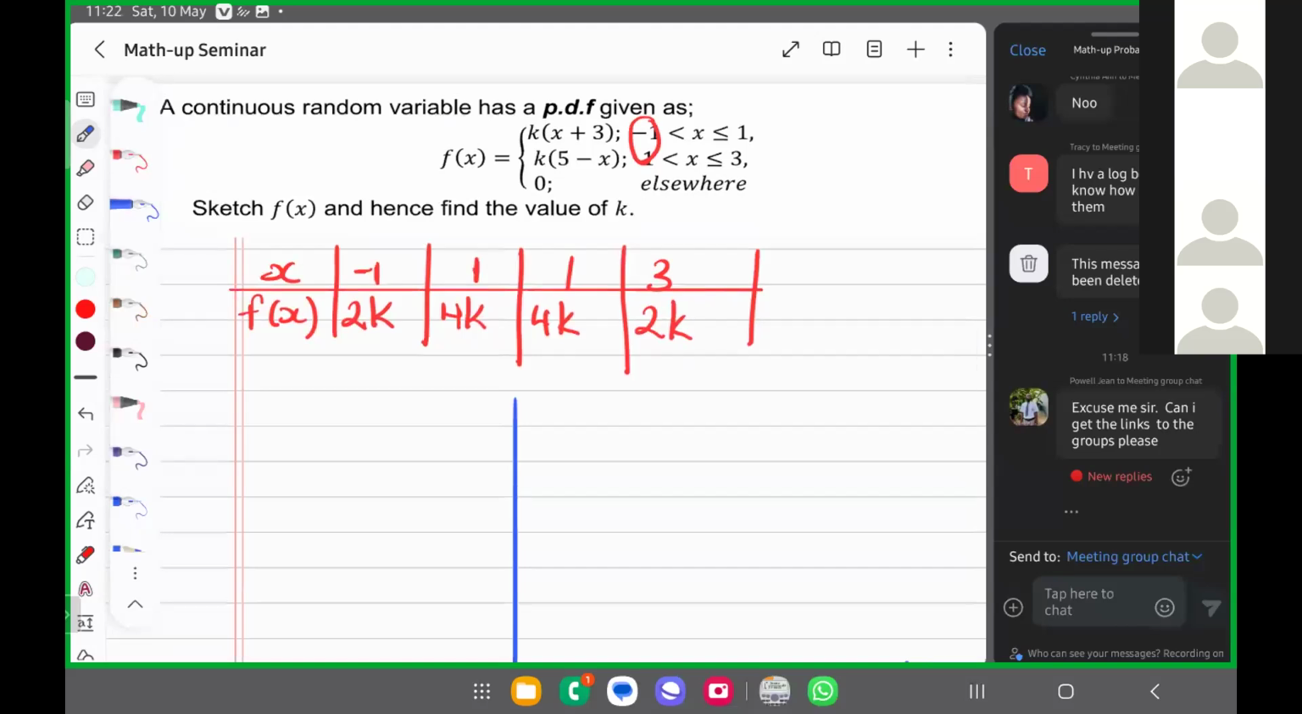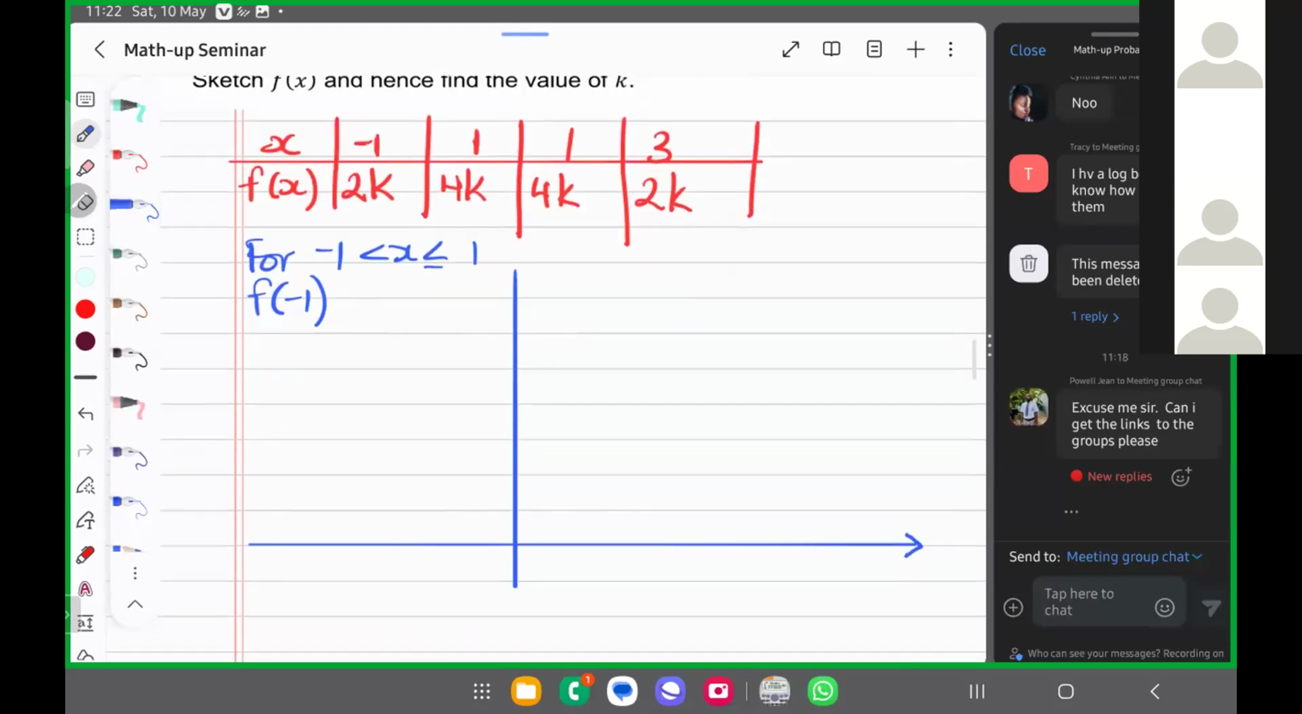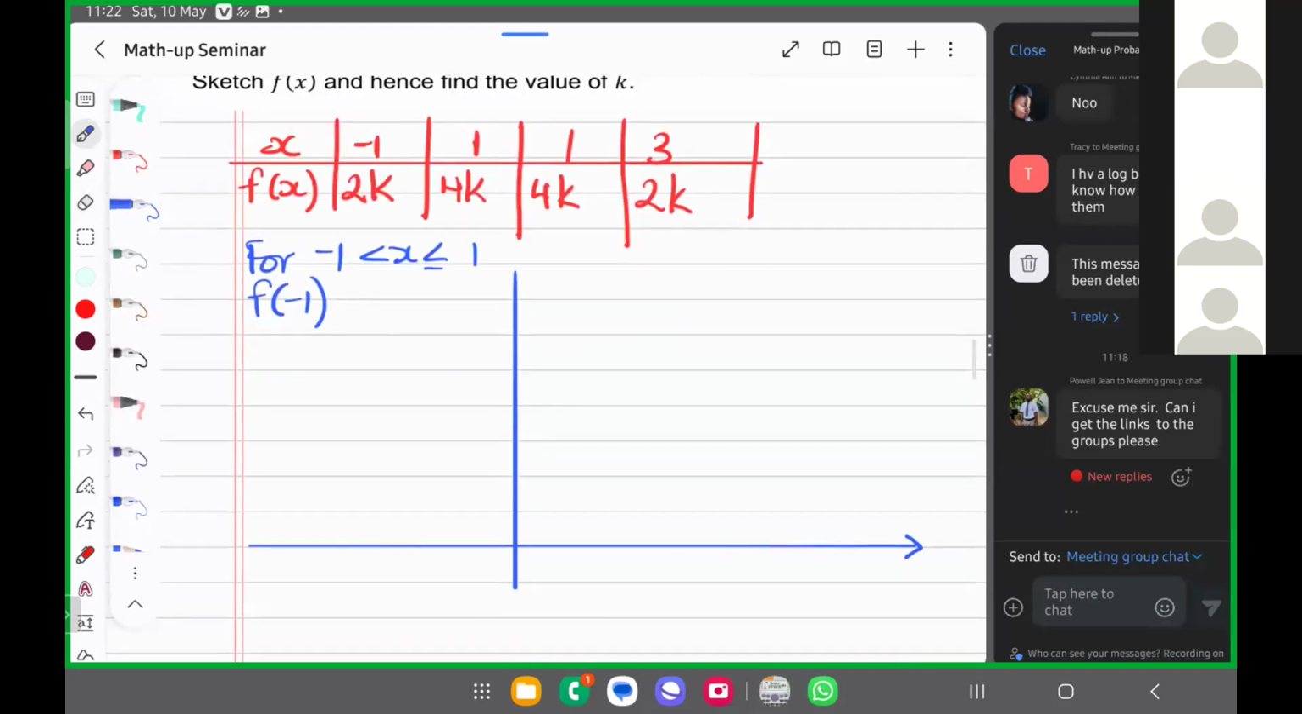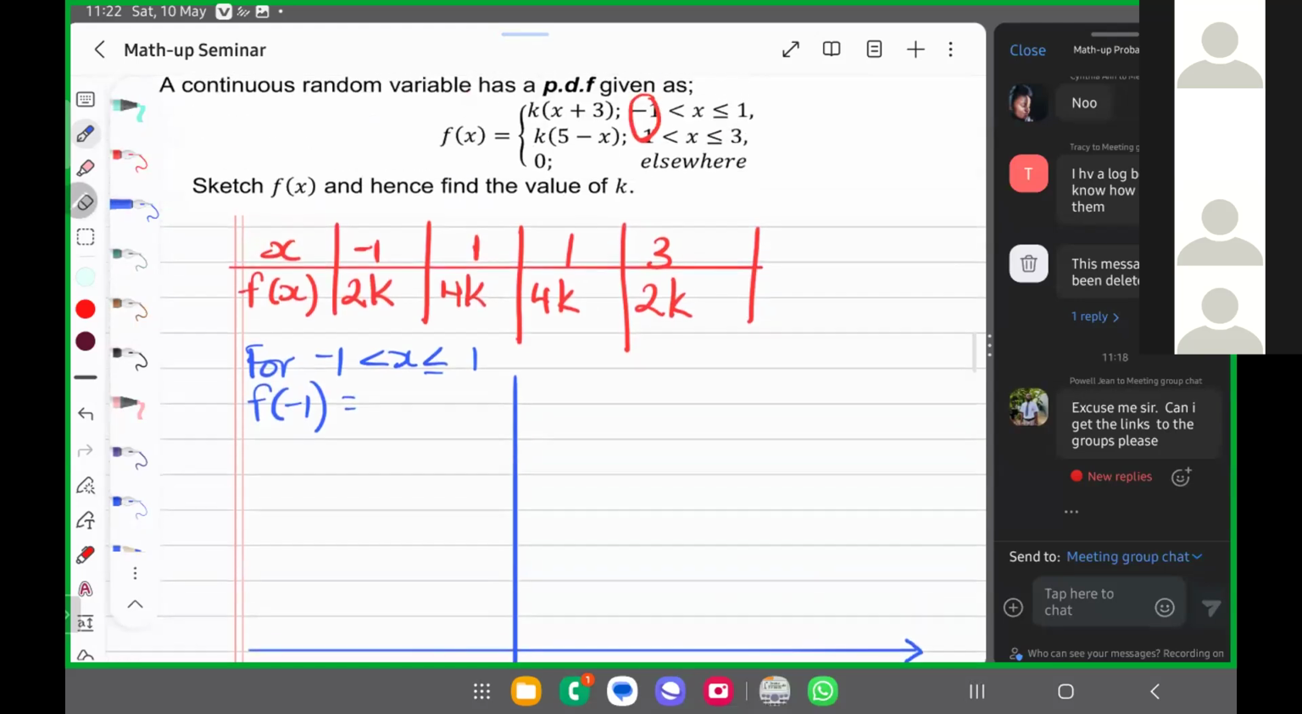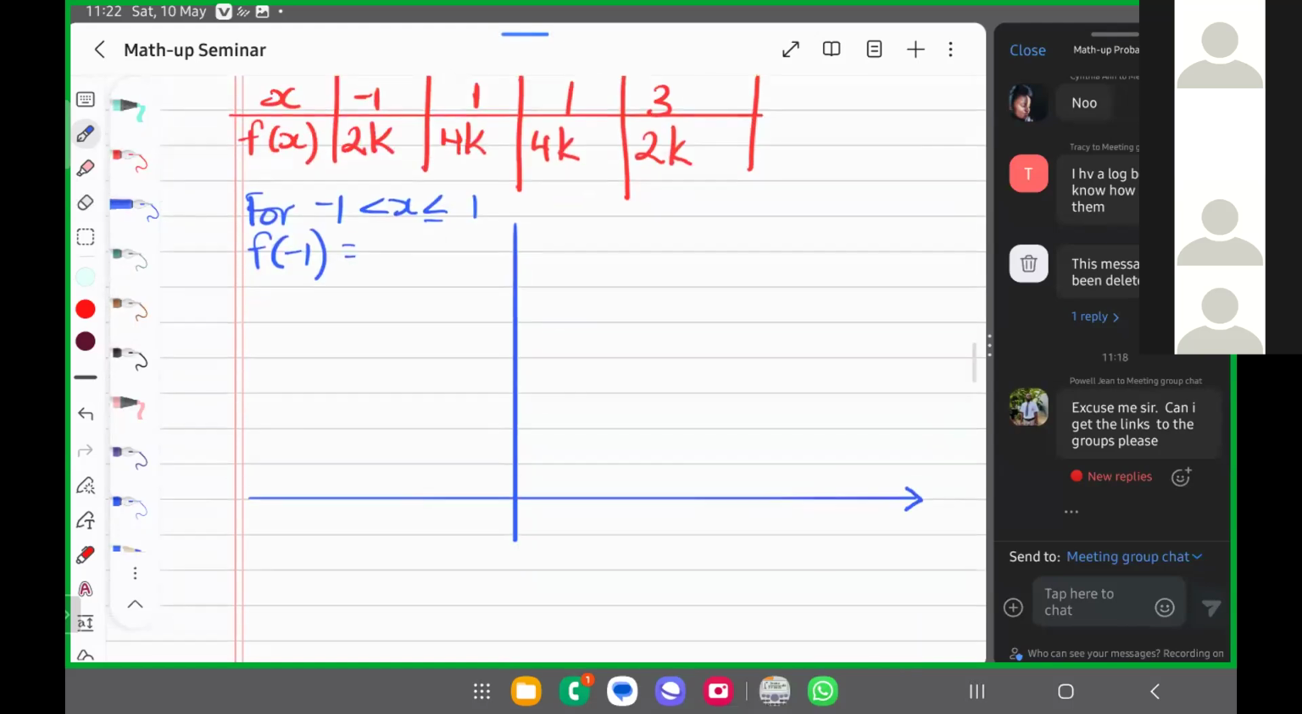I just think we should write it out as -1 less than x less than or equal to 1. Perfect. Then you put in -1 and get its value. Yeah, that can also work. F of -1, then you substitute and so on. Then you go to the next range and work it out. Okay. Thank you.